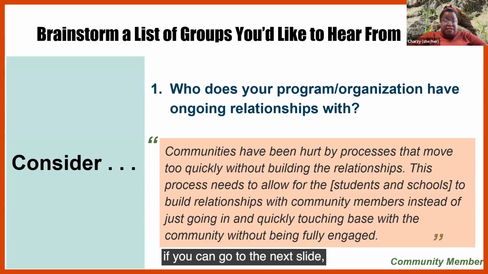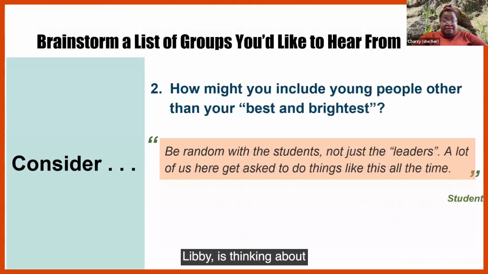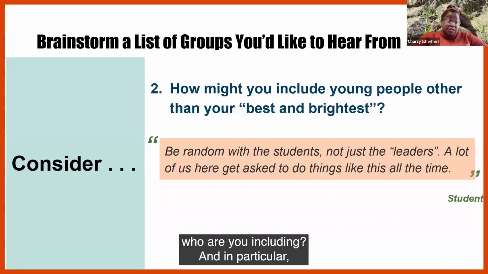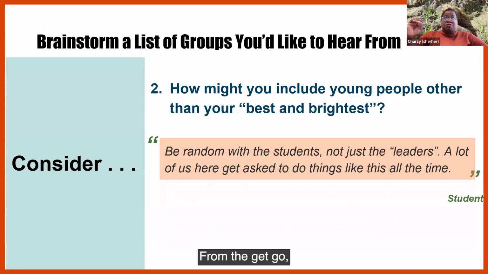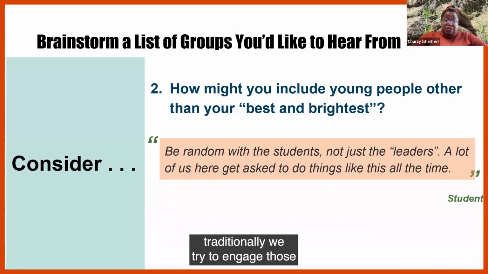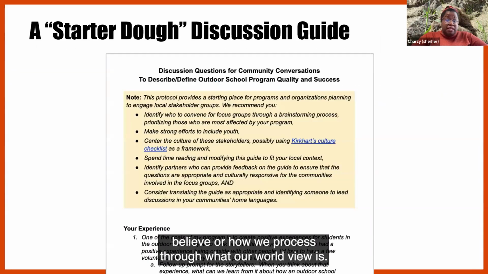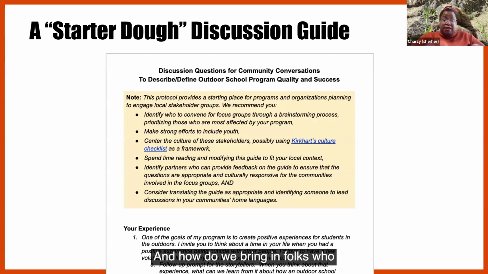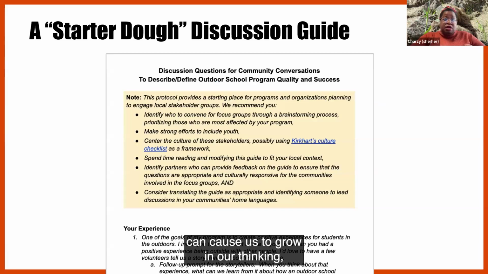Another consideration we have, if you can go to the next slide, Libby, is thinking about, who are you including? And in particular, this is about including younger people, but just who are we including when we are trying to engage stakeholders? From the get-go, traditionally, we try to engage those who have already bought into how we believe or how we process through what our worldview is. And so how do we bring in folks who can cause us to grow in our thinking, who can challenge us in a way that we are able to be challenged? What does that look like?